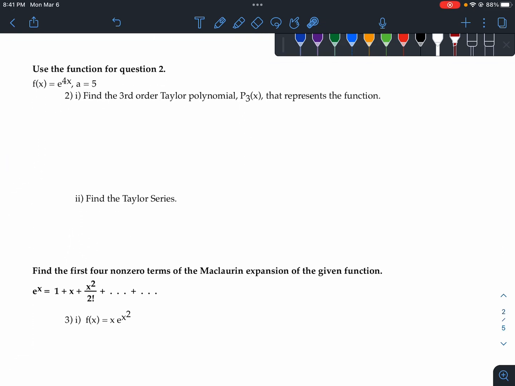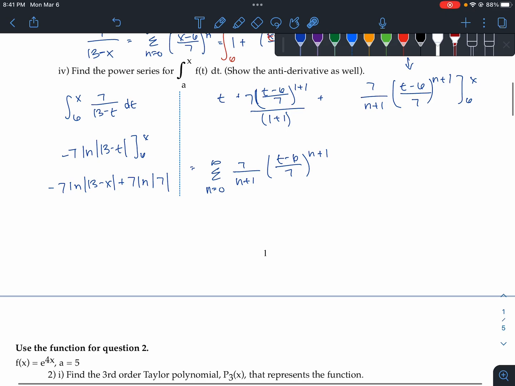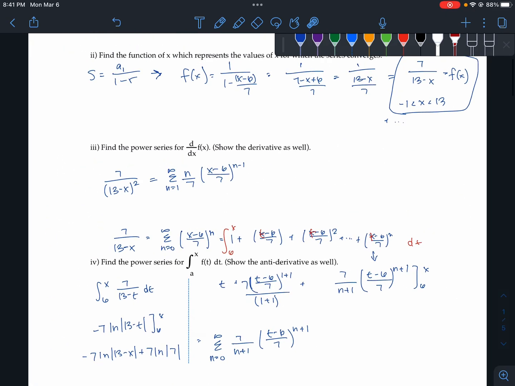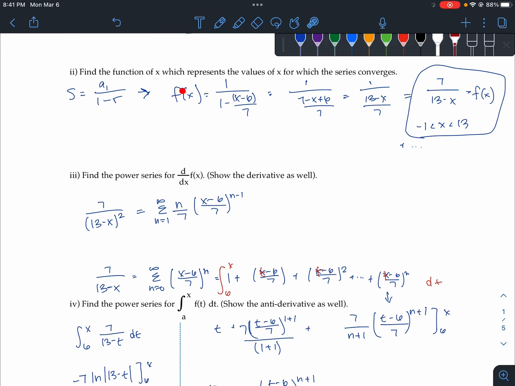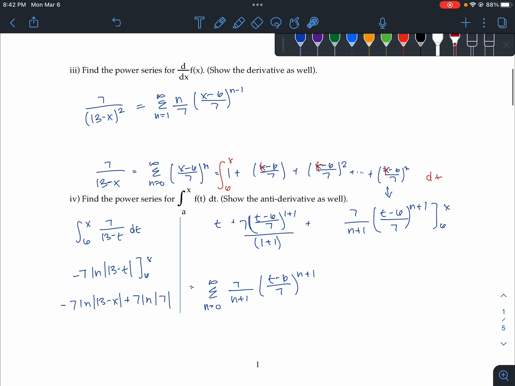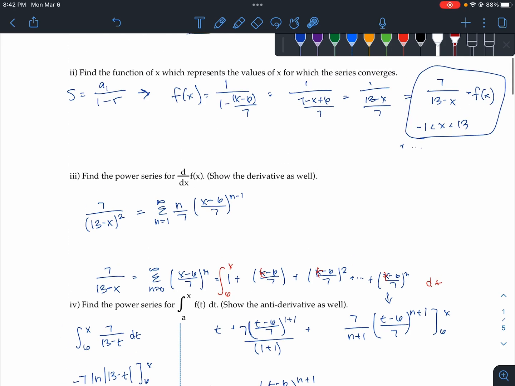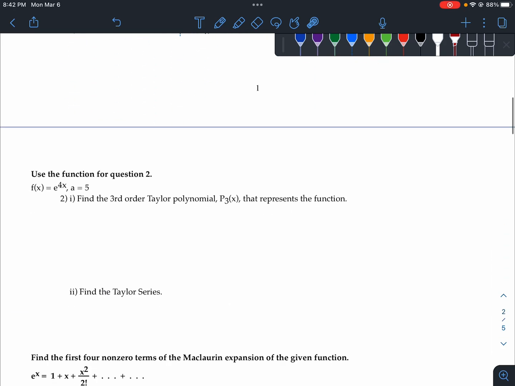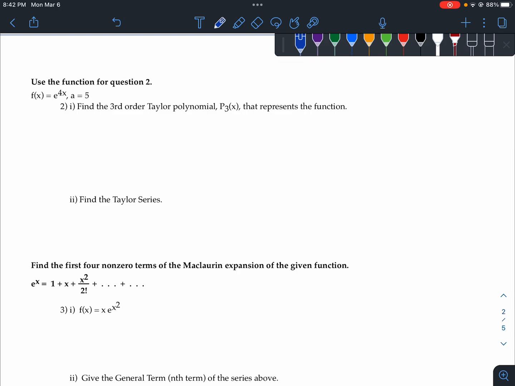Okay, onto this next part right here. One other note: just as for the function, the interval was -1 to 13. That also applies to the derivative and the antiderivative. So these are equivalent, but only over this interval. Okay, and then let's go into this next one.